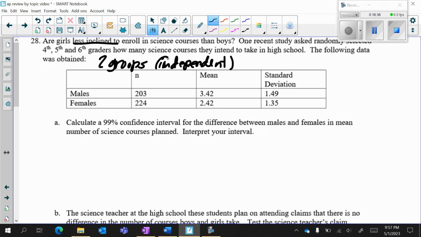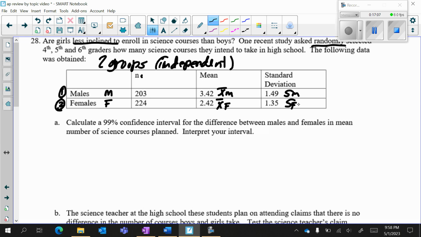And it says that they were randomly selected, so that's good because that's another one of your assumptions you're going to check. We're going to let group 1 be males, let group 2 be females, or even better, let group M be males and let group F be females. Now, this is sample size 1 and 2, or M and F. This is mean 1, I'm going to call it X bar M, and this is standard deviation for the males, and this is sample mean for the females and standard deviation for the females.